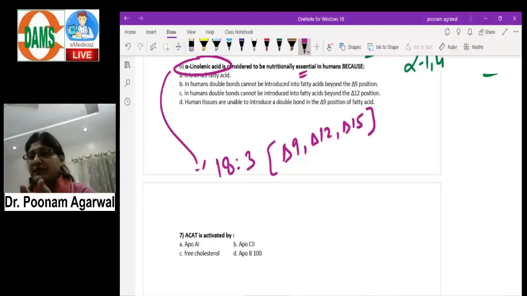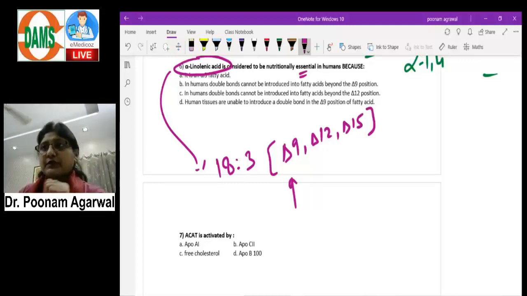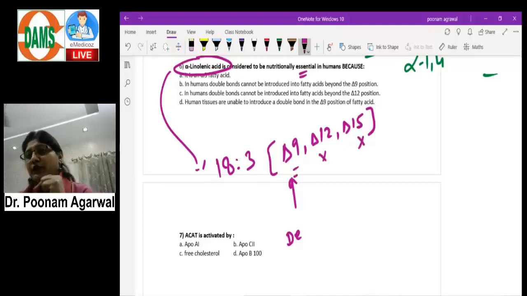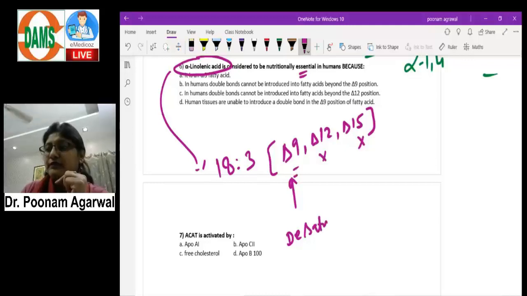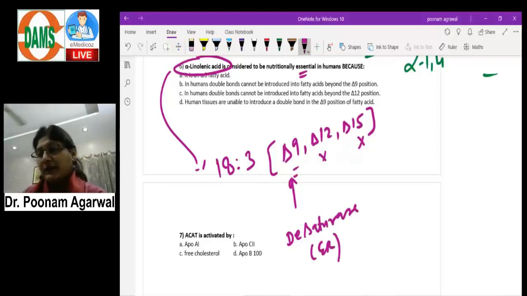We have desaturase enzyme which introduces the double bond at various positions like delta 9 position, delta 6 position, delta 5 position, delta 7 position. In fact, we have all enzymes. We have different enzymes, desaturase enzyme, which can introduce the double bond in human fatty acid chain till delta 9 position, not beyond that. The 12 and 15 position double bond cannot be introduced by so-called desaturase enzyme, which is characteristically found in endoplasmic reticulum.